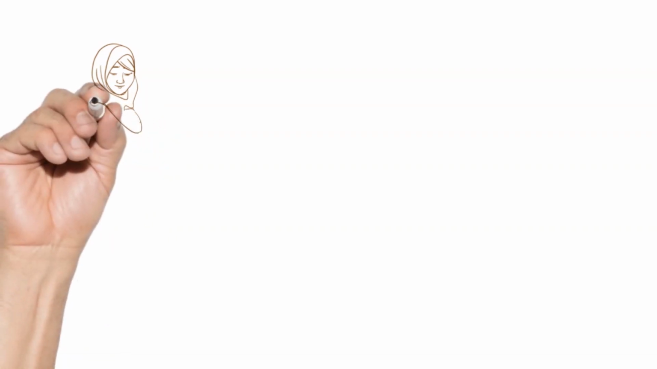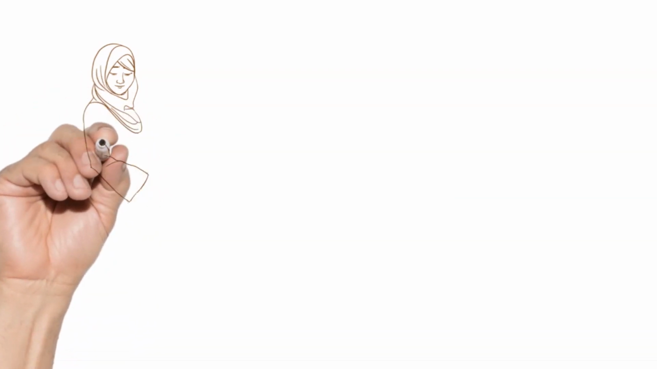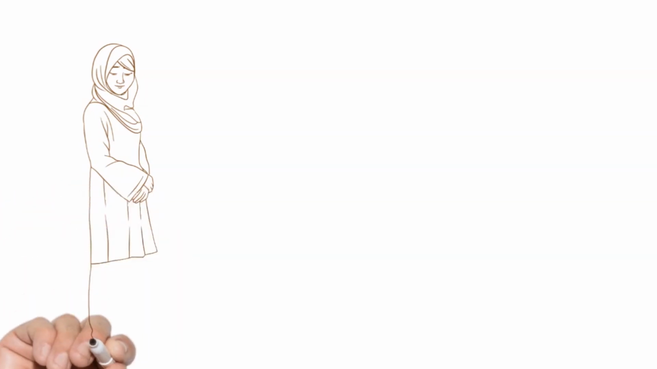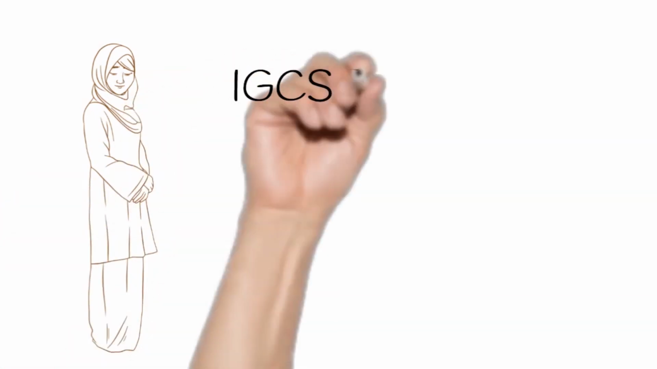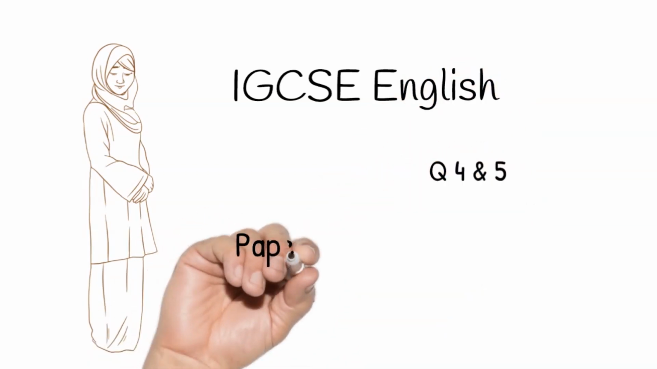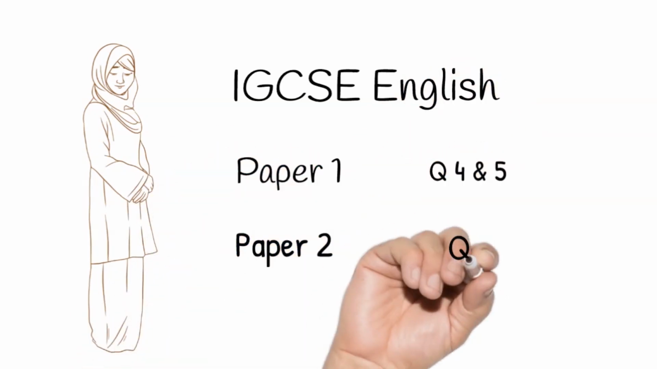It is important to emphasize that as you think of your IGCSE English exam, both paper 1 and paper 2 will have a language and structure question. So in paper 1, that will be question 4 and 5, and in paper 2, that will be question 1.